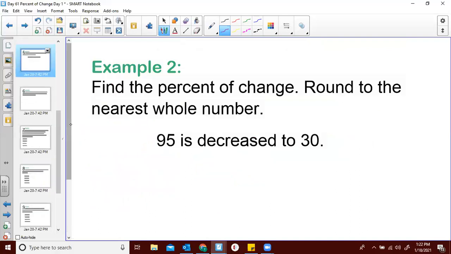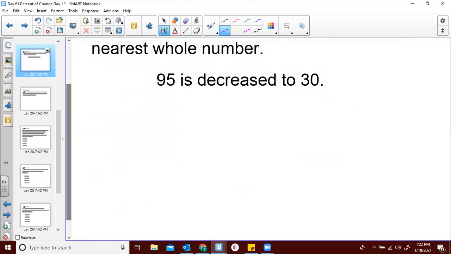Find the percent of change, rounding to the nearest whole number. Again, I'm going to start off with my n minus o over o, and that's going to equal my percent over 100. I really want you to remember this formula. I like to say "no over O" to remind you that it's n-o over o, and don't forget about the subtraction. So what is my new number and what's my old number?